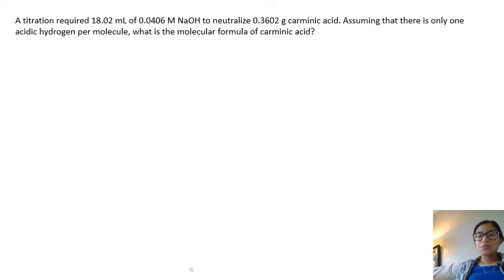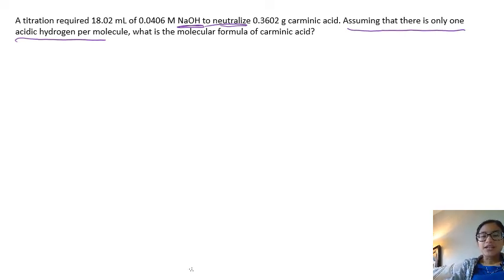The key here is that we know it's going to be an acid-base reaction, right? We know we're dealing with carminic acid, and we've got a strong base, which is sodium hydroxide. So it's just going to be an acid-base neutralization reaction. You can see that we're neutralizing there as a tip-off. Also, one more important note, you get to assume that there's only one acidic hydrogen per molecule. So using that information, you can write out a generalized formula.